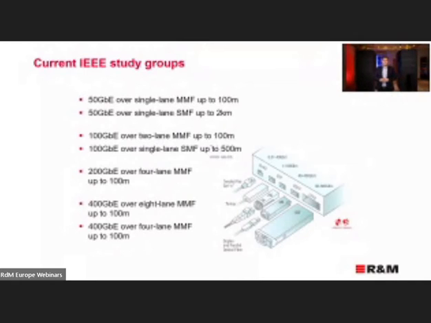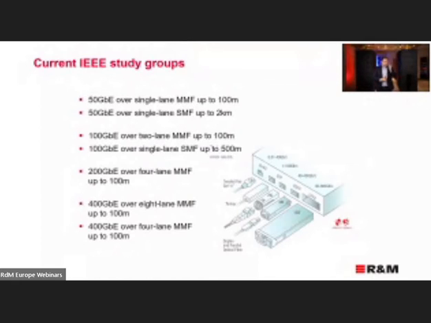So here you can see what kind of application IEEE is working on. First is the 50 gigabit Ethernet application, which is running on single mode and multi-mode fibers. Of course, it depends on the type of the fiber. As a result, we will have the maximum possible length of the link. For multi-mode, the length of the link is limited quite significantly compared to single mode.